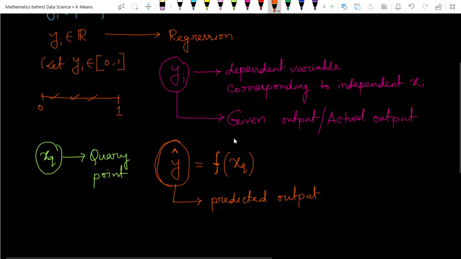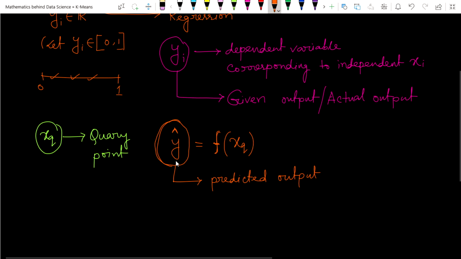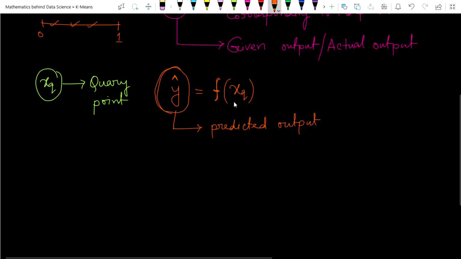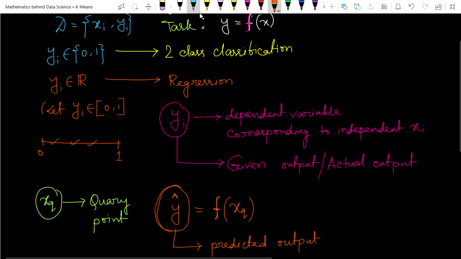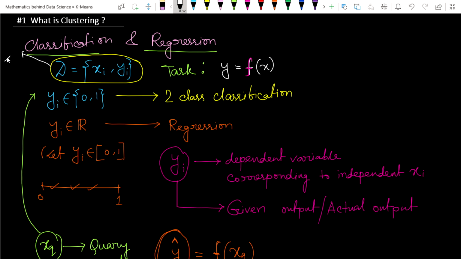Our main job is to check whether yq and y hat are equal or not. We have taken this query point from the data set, and for building the model we divide this data into two parts, a training part and a test part.